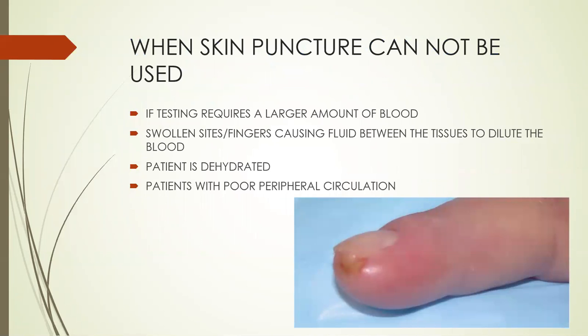So when do you not want to use a skin puncture? You don't want to use a skin puncture when there's a larger amount of blood needed for the blood test, or when the patient has swollen fingers, which causes fluid to get between the tissues, and that can dilute your blood specimen. If that patient's dehydrated, or if they have poor peripheral circulation.